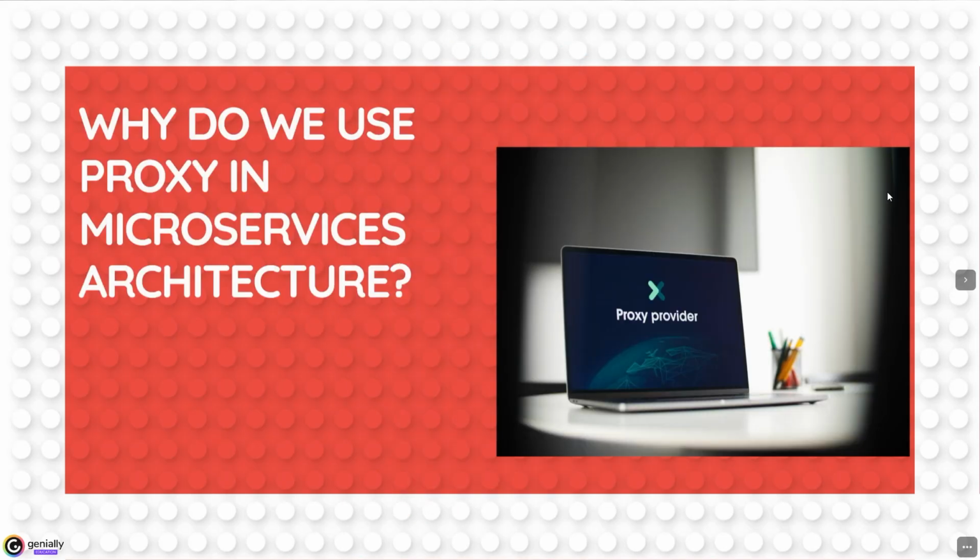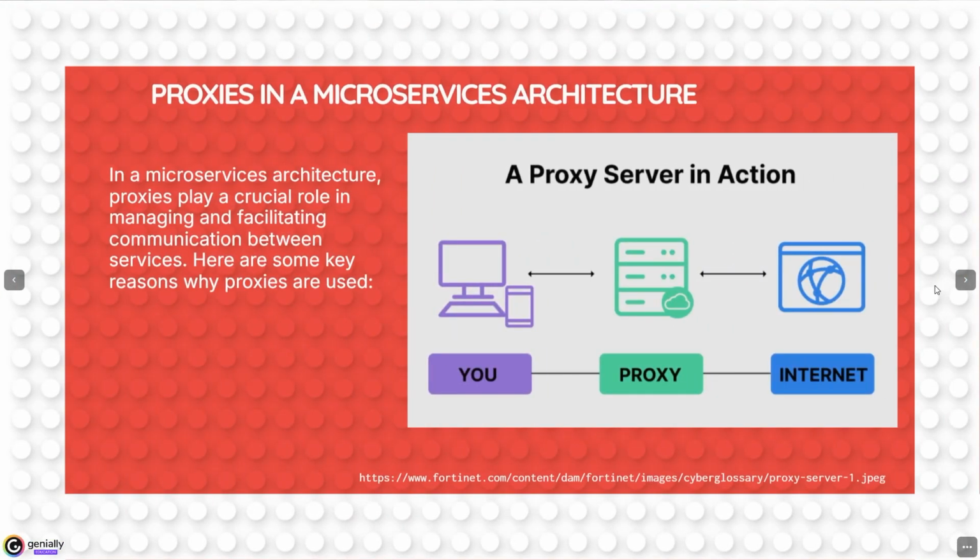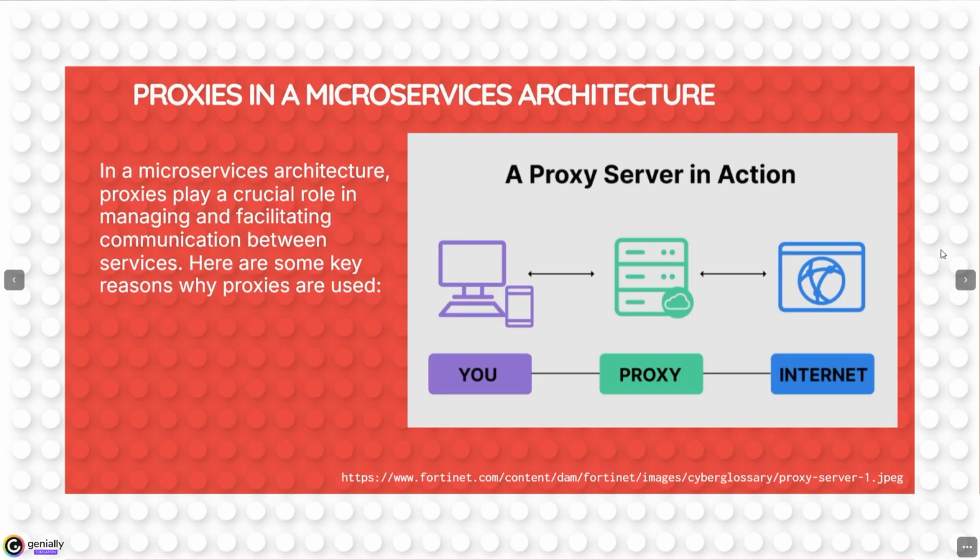In this video, we are going to talk about why we use a proxy in microservices architecture. In a microservices architecture, proxies play a crucial role in managing and facilitating communication between services. Here are some key reasons why proxies are used.